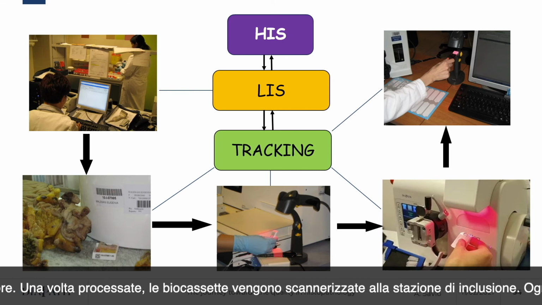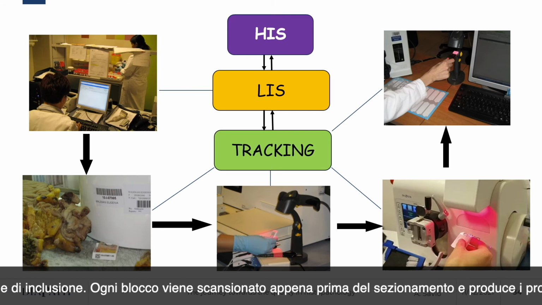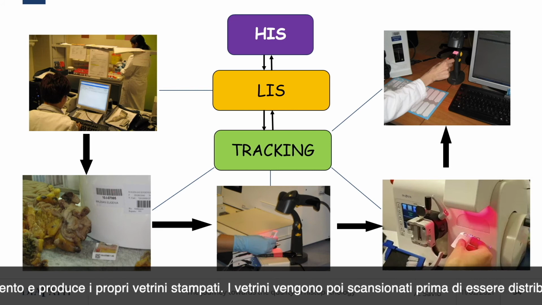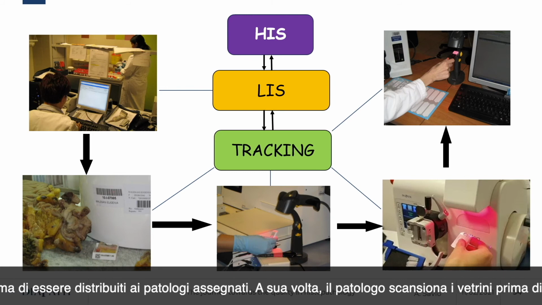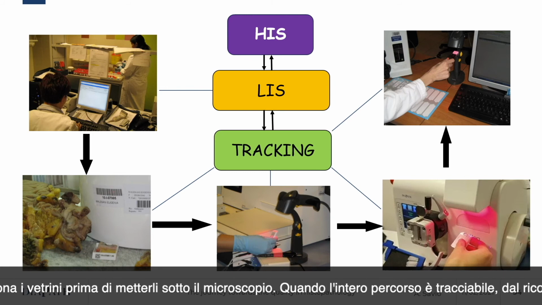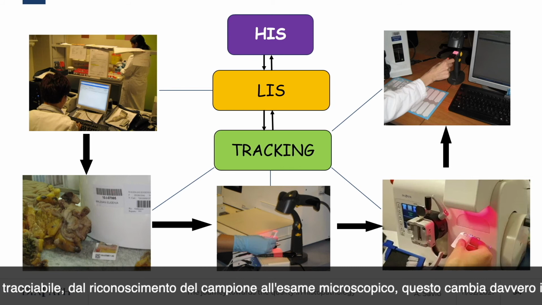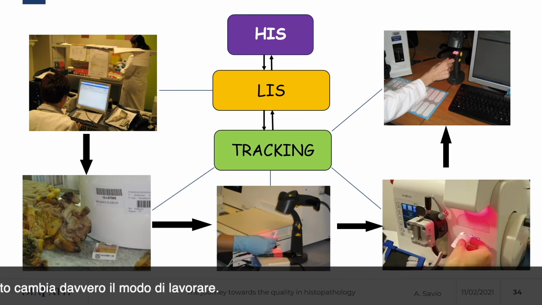Once processed, the tissue cassettes are scanned at the embedding station. Each block is scanned just prior to sectioning and produces its own slides. Slides are then scanned before being distributed to the assigned pathologists. In turn, the pathologist scans the slides before placing them under the microscope. When the whole path is traceable from sample recognition to microscopic examination, this really changes the way of working.